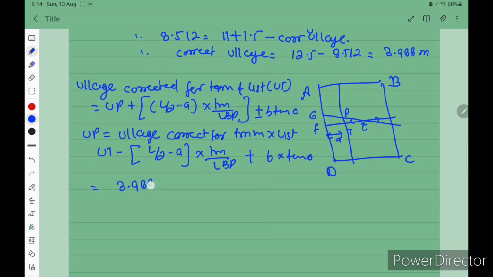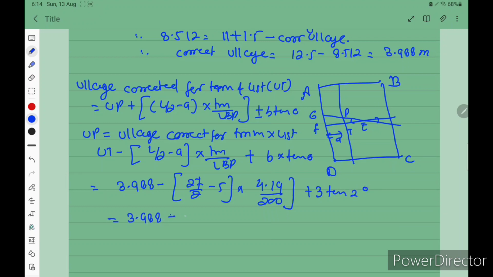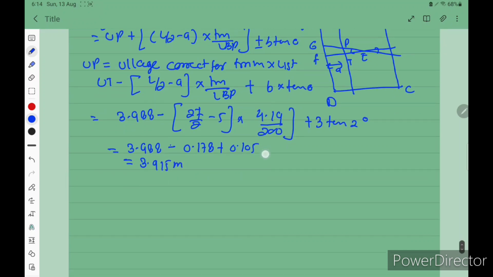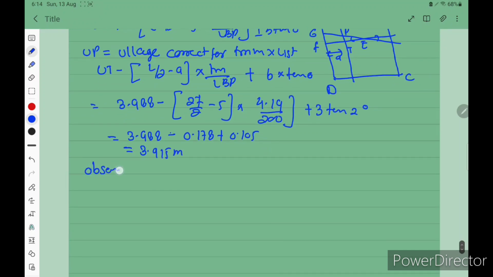So 3.988 minus 27 by 2 minus 5 into 4.19 divided by 200, plus 3 into tan 2 degrees. So it is equal to 3.988 minus 0.178 plus 0.105, which is 3.915 meters. So the observed ullage by tank radar is 3.915 meters.